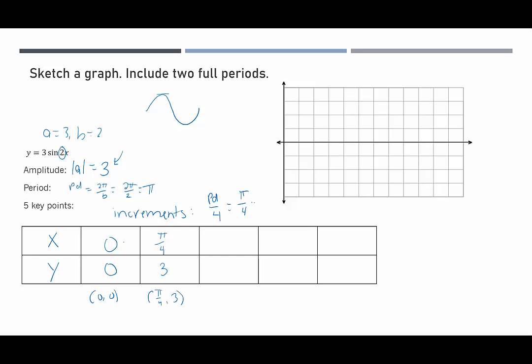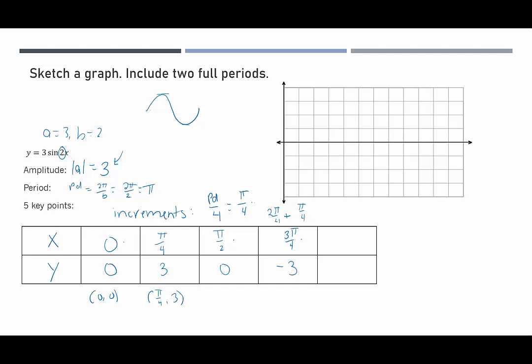Next, we're going to add the increments to the previous x value. Pi over 4 plus pi over 4 is 2 pi over 4, which is pi over 2. And sine's going to go, so it went middle, top, back to the middle, so we're going back to 0. For the x's, we go to the last x coordinate, add pi over 4. Pi over 2 plus pi over 4. Pi over 2 is equivalent to 2 pi over 4. 2 pi over 4 plus pi over 4 is 3 pi over 4. So this one will be 3 pi over 4. What happens with the sine? It's going down to the bottom. So where's the minimum going to be here? With an amplitude of 3, the minimum's at negative 3.